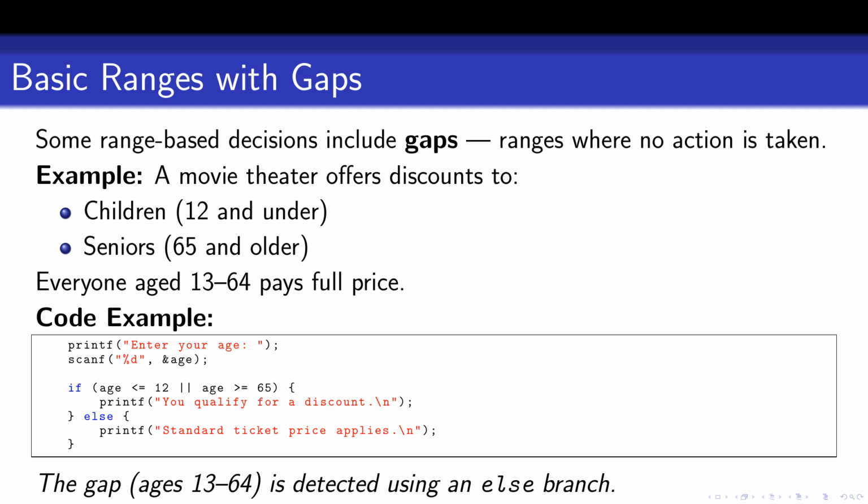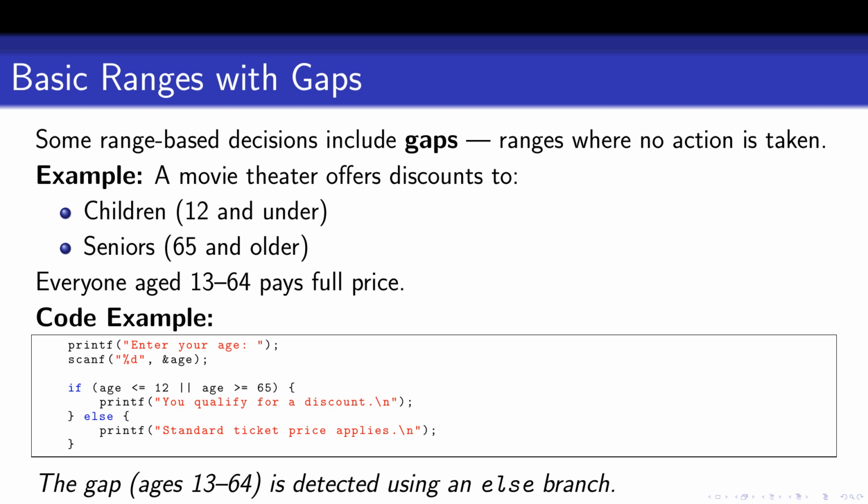A useful pattern uses logical OR to detect ranges with gaps. Imagine a policy where people 12 and under, or 65 and older, get special access. This isn't a continuous range, it's two distinct ranges with a gap in the middle. To handle this, you use the OR operator. For example, if age is less than or equal to 12, or age is greater than or equal to 65, the program checks both conditions, and if either is true, the person qualifies.